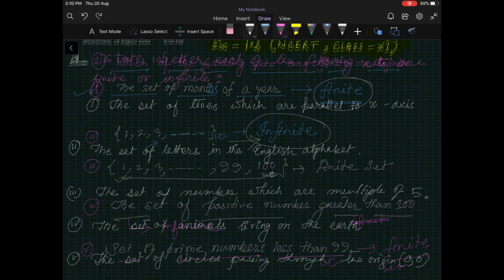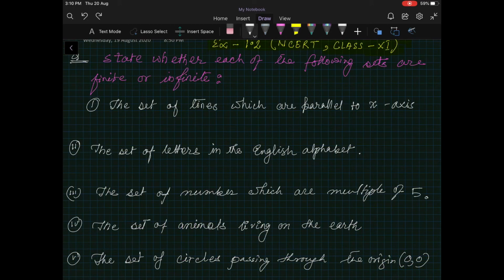Now let's move on to the next question. This is question number 3. Let me show you how to solve this. State whether each of the following sets is finite or infinite. It's similar to question number 2. So what is the first set here?